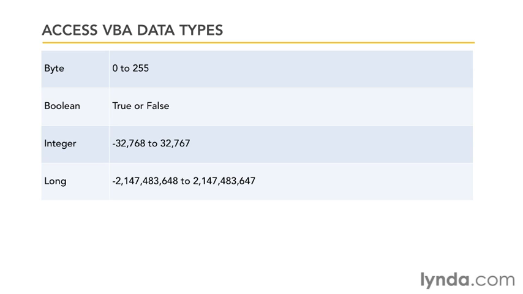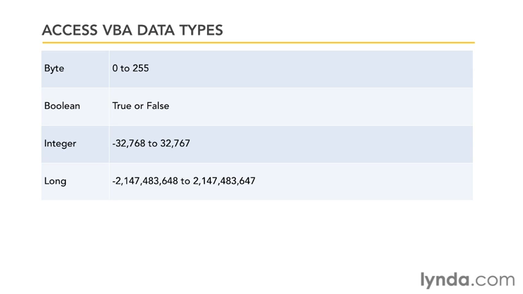Byte stores numbers from 0 to 255, and Boolean, which is used in Boolean logic, can be either true or false, and that's often represented as either 0 or 1. And then integer and long can store numbers in the ranges that you see there.